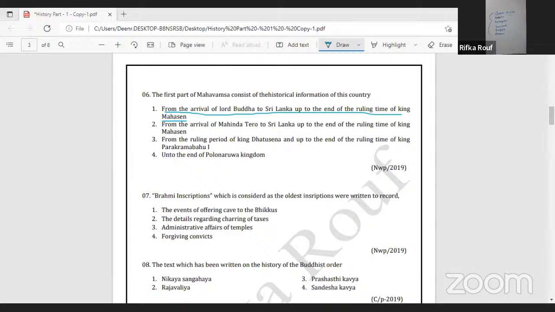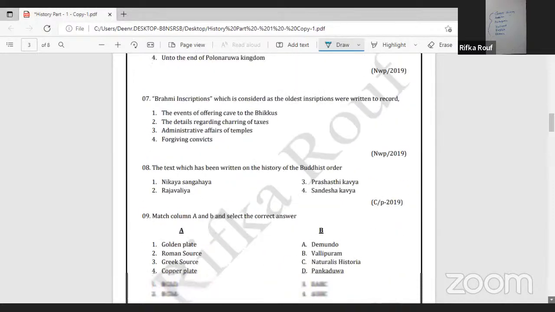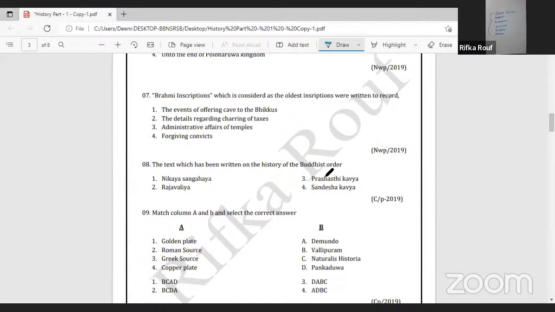Next one. Brahmi inscriptions, which are considered the oldest inscriptions, were written to record what? So children, the oldest inscriptions we call Brahmi inscriptions. These were made in order to record a particular event. What is that event? Yes, the first one. The events of offering caves to the bhikkhus.